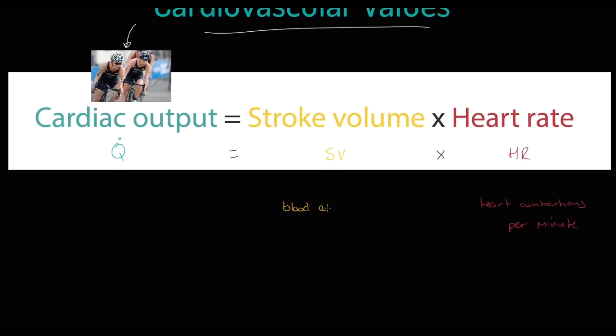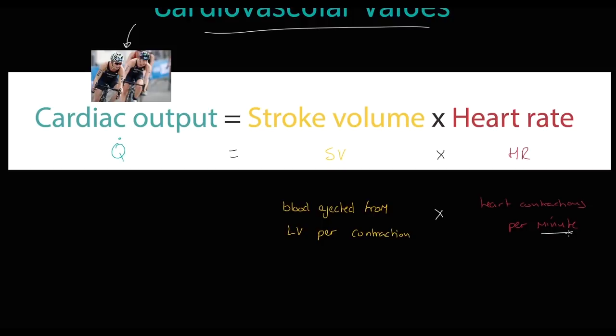That's interesting. Blood ejected from the left ventricle, I'm going to just put LV, per contraction. So we've got a situation here where stroke volume, which we know is the quantity of blood ejected from the left ventricle per contraction, if we multiply that by the number of times the heart beats per minute, we should already be able to define what cardiac output is.